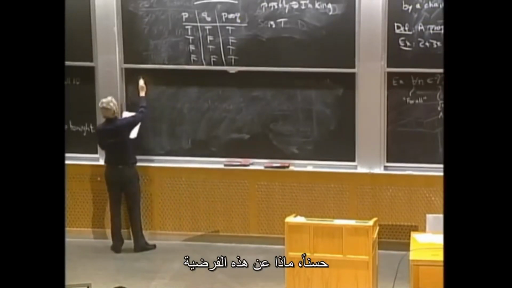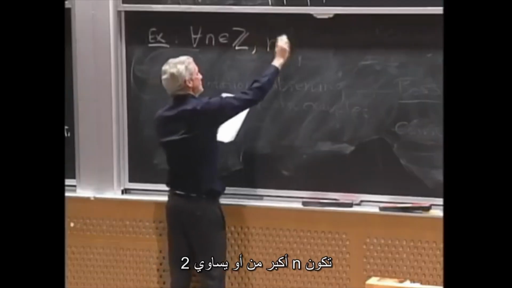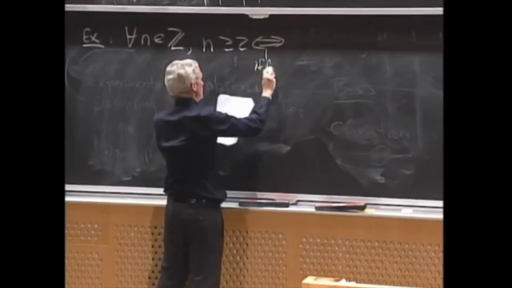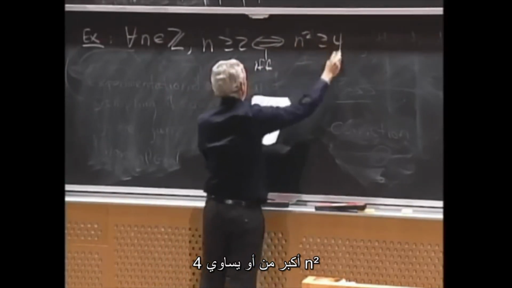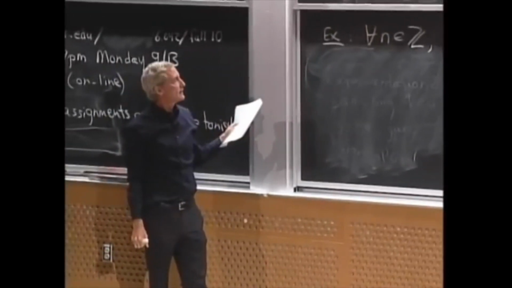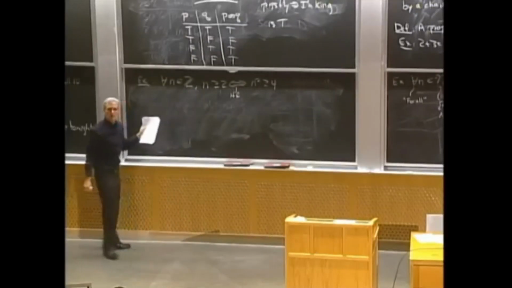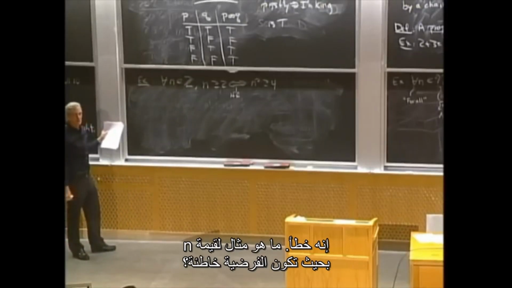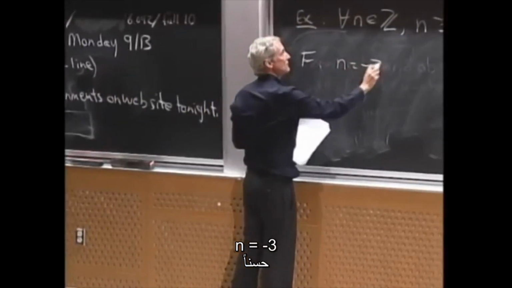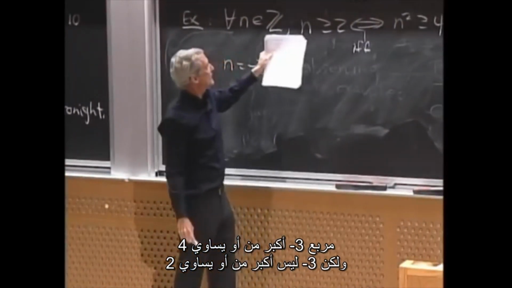All right, what about this proposition? For all integers n, n greater than or equal to 2 if and only if n squared greater than or equal to 4. Is that true? Is n bigger than or equal to 2 if and only if n squared is bigger than or equal to 4? It's false. What's an example of n for which that's false? Negative. All right, so it's false. N equals negative 3. Negative 3 squared is bigger than or equal to 4, but negative 3 is not bigger than or equal to 2.